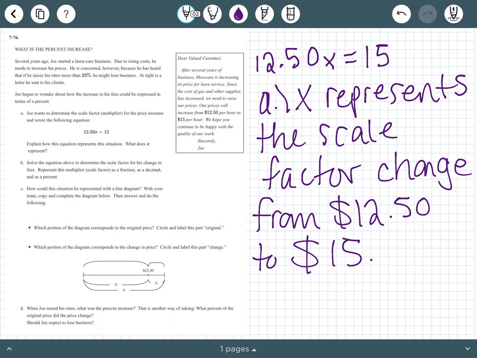Part B tells us to solve the equation above to determine the scale factor for his change in fees. Represent this multiplier or scale factor as a fraction, as a decimal, and as a percent.